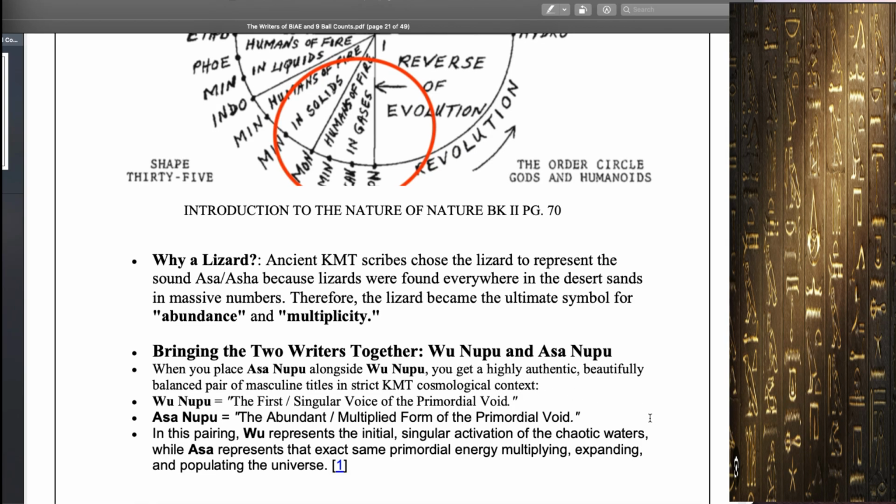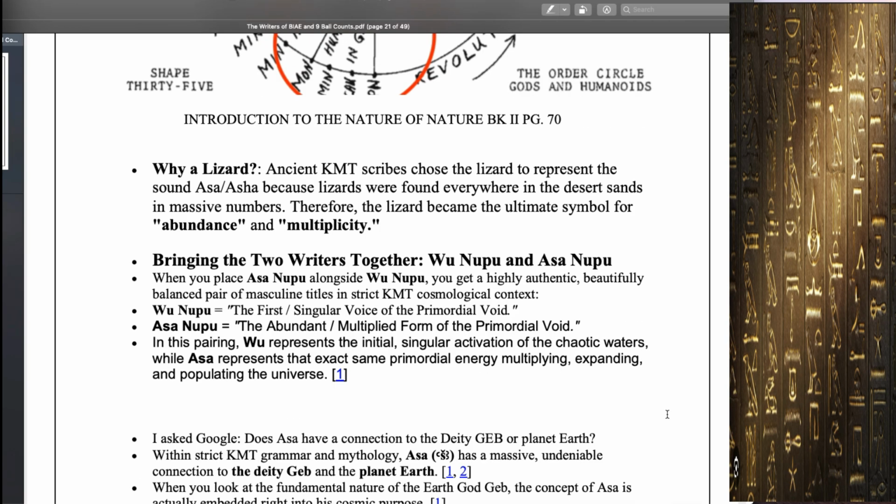Nupu equals the first singular voice of the primordial void. Asa Nupu equals the abundant multiplied form of that primordial void. And this pairing will represent the initial singular activation of the chaotic waters, while Asa represents that exact same primordial energy multiplying, expanding, and populating the universe.